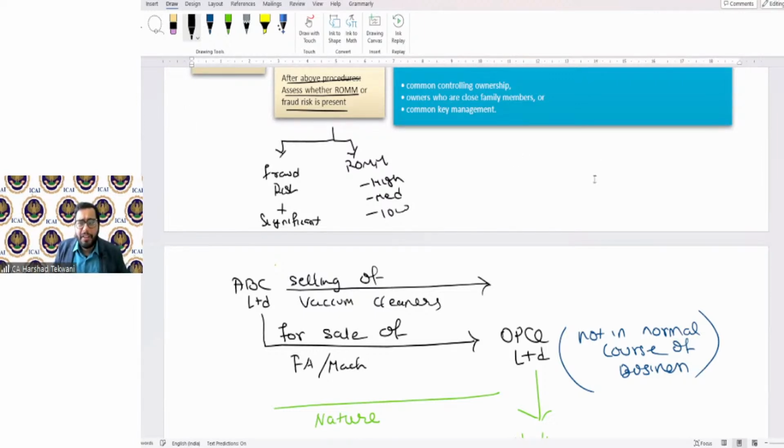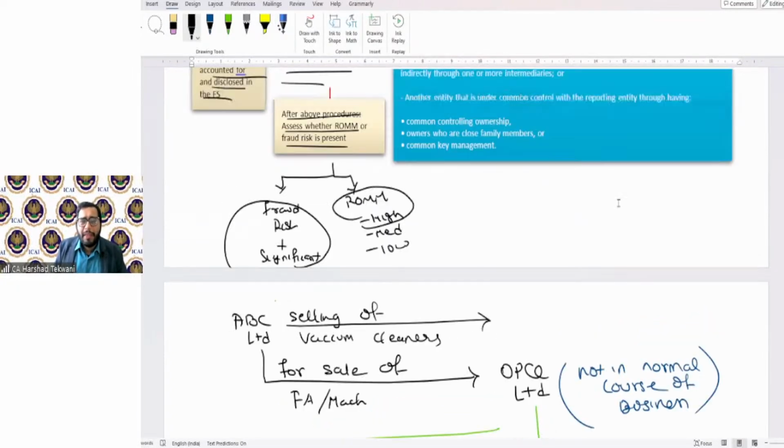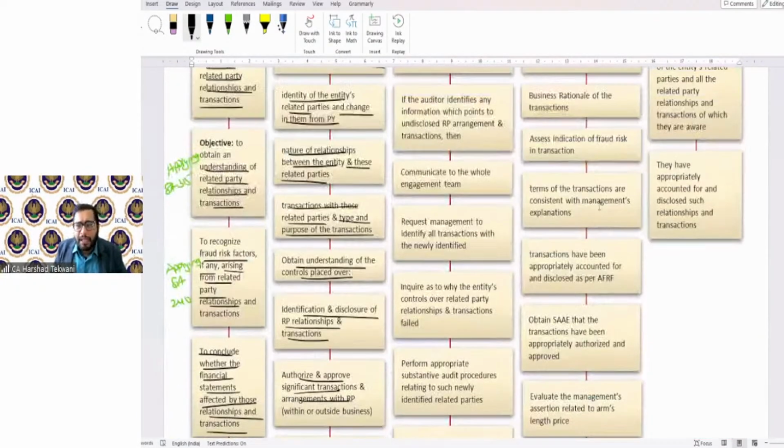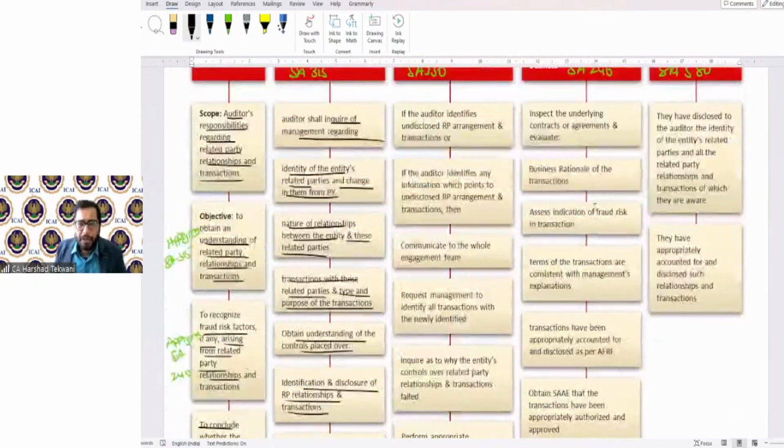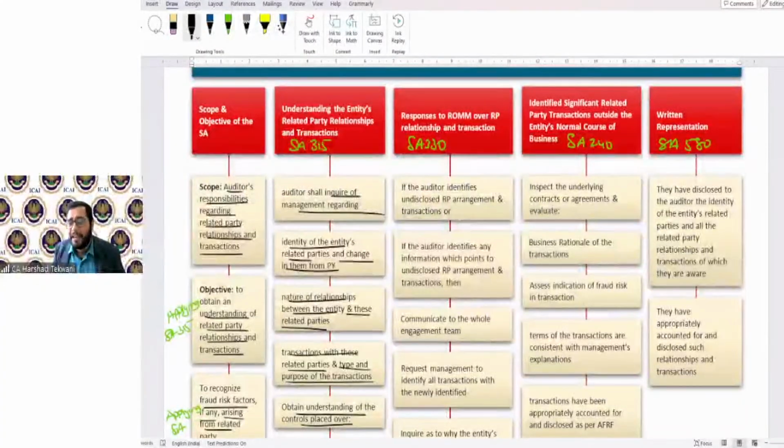Now, whatever risk we have identified, we need to respond to that risk. Let's say, for example, we say there is a high risk of material misstatement, or a significant risk plus fraud risk. Then accordingly, we need to plan the audit and perform the audit procedures. Let us see how in that case we can apply SA 330.